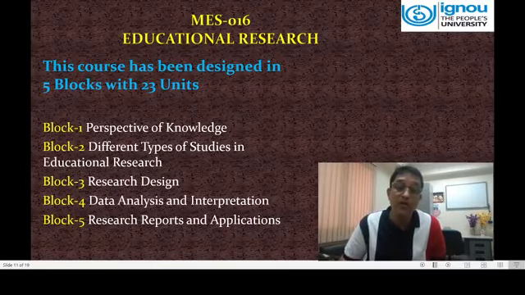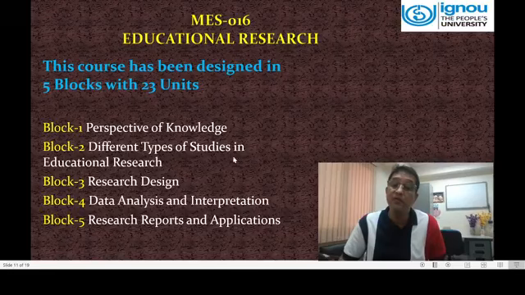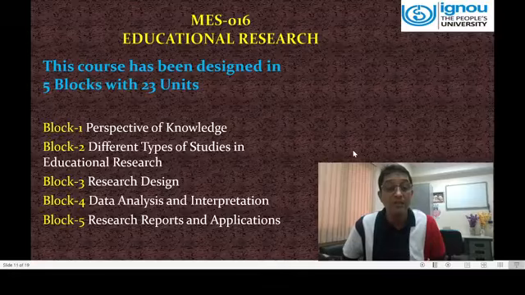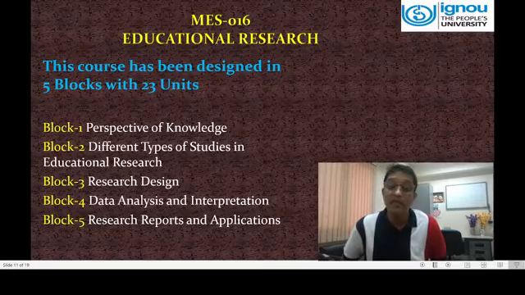Okay, in block 1, perspective of knowledge, today I will take a complete session. Then in block 2, different types of studies in educational research. So what are the different types of studies that we conduct in educational research? We'll discuss it in another session. Then in block 3, research design, that also I will discuss in another session. Then accordingly, blocks 4 and 5 I will take in independent sessions.